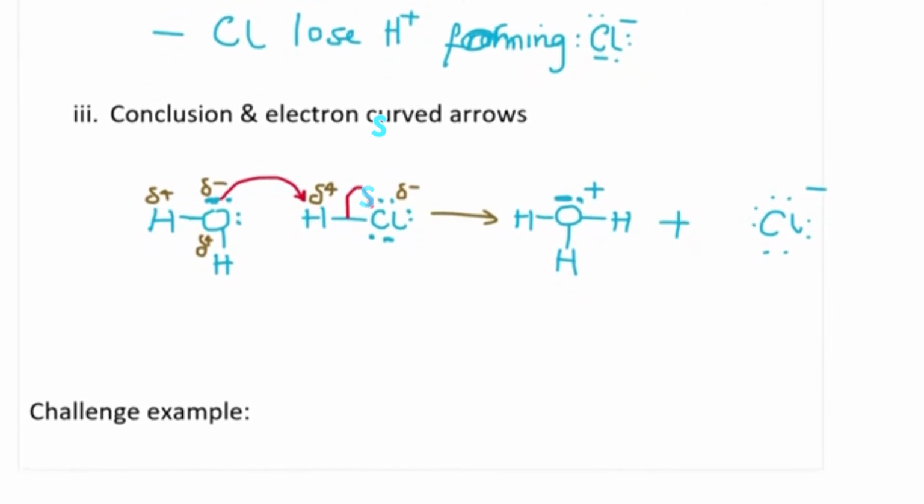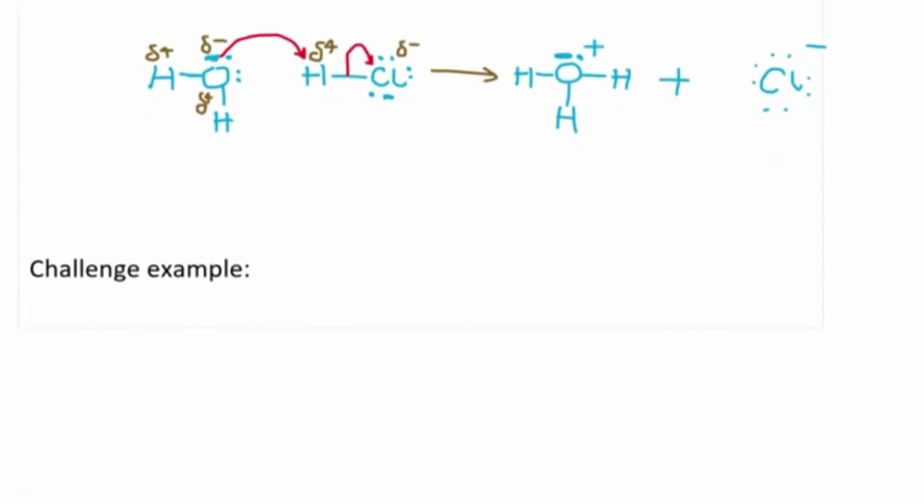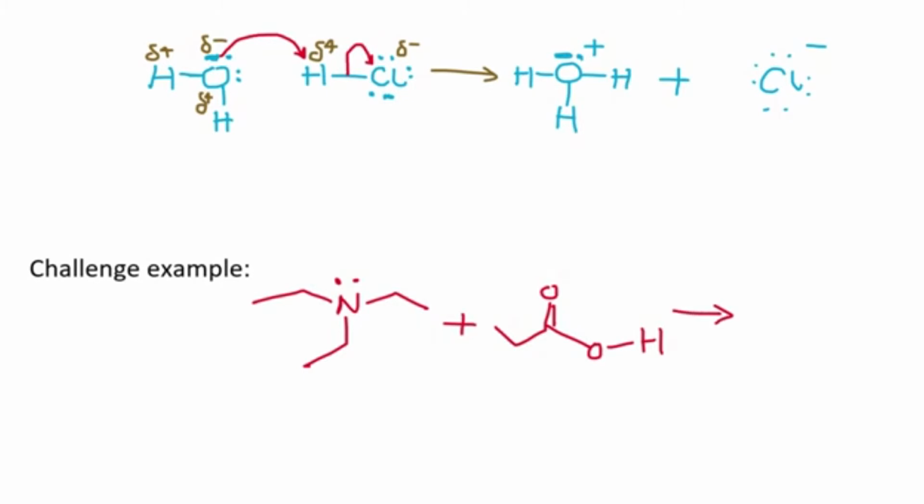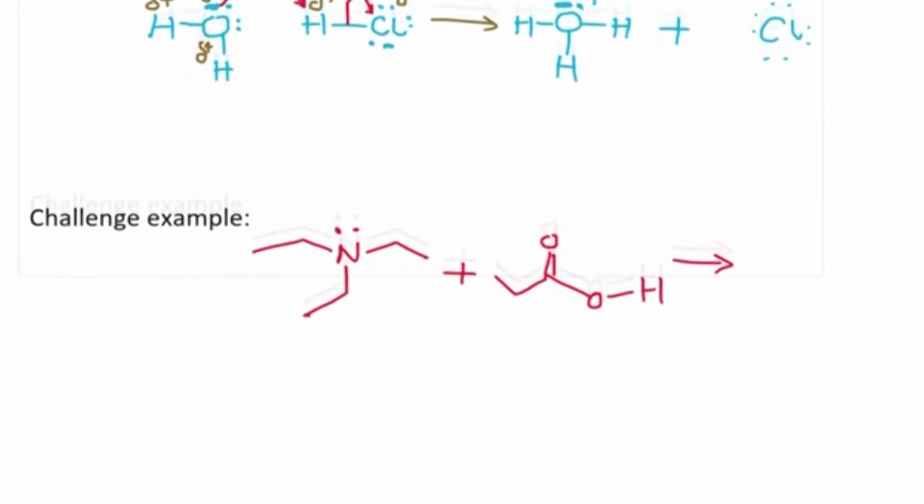So that is about it for creating the mechanism and analyzing the reaction based on what is given in the question. And a little challenge question here is to determine the mechanism for this particular reaction, where we have triethylamine, and this is going to be reacting with a specific type of carboxylic acid right here. I'll give you guys a couple of minutes to analyze this and then come up with an answer right here. 1, 2, 3, let's go.